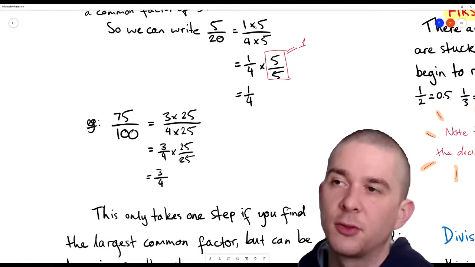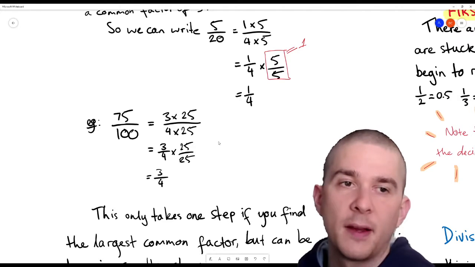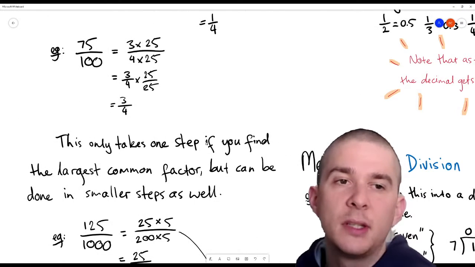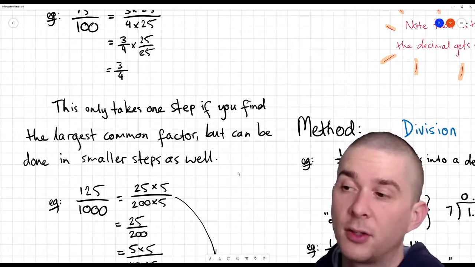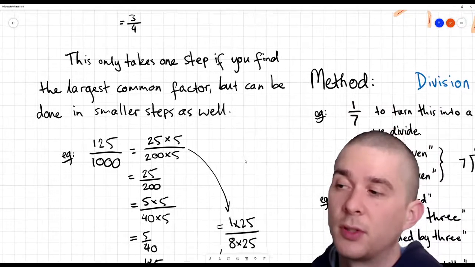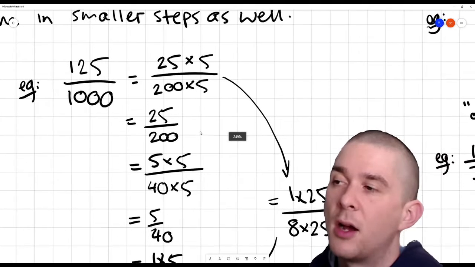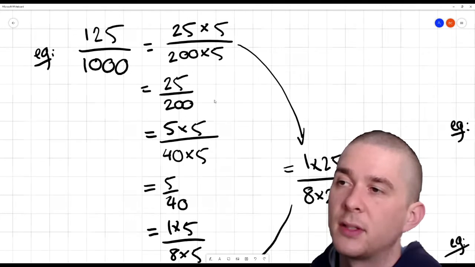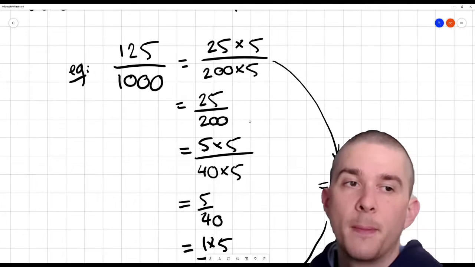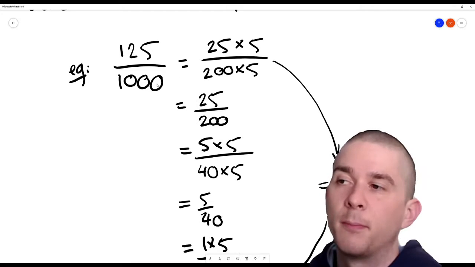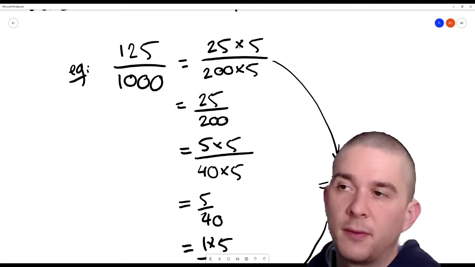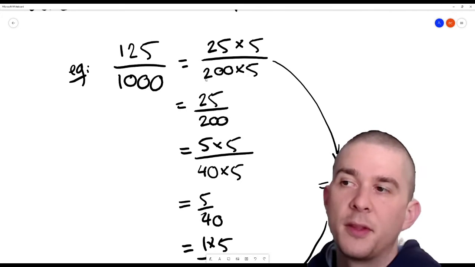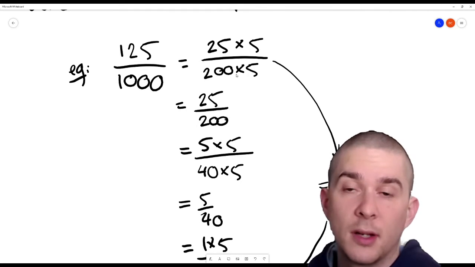I've pulled out a factor of 5 here. I've pulled out a factor of 25 here. It only takes one step if you find the largest common factor. But it can be done in smaller steps as well. So say you get 125 over 1,000 and you want to simplify this. So you might notice that both of these are divisible by 5. So the numerator is 25 times 5 and the denominator is 200 times 5.